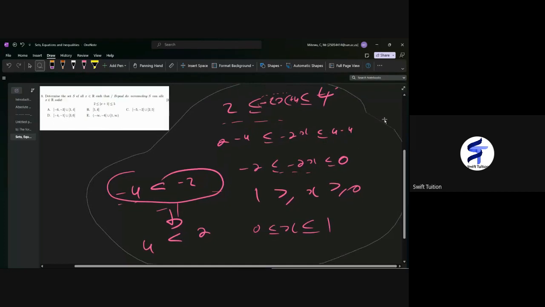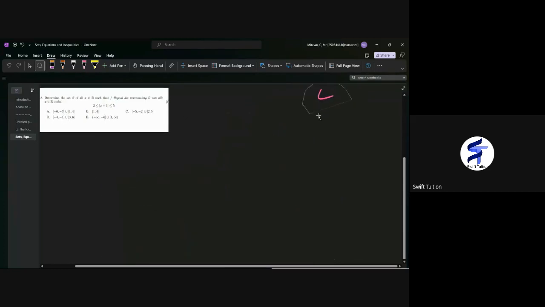Now, the next level inequality that you're going to get is inequalities to orders greater than 1. So what is an order? An order is just basically the exponent.